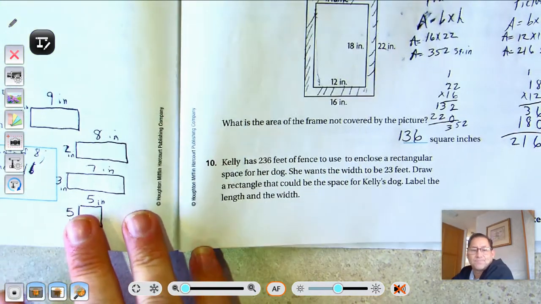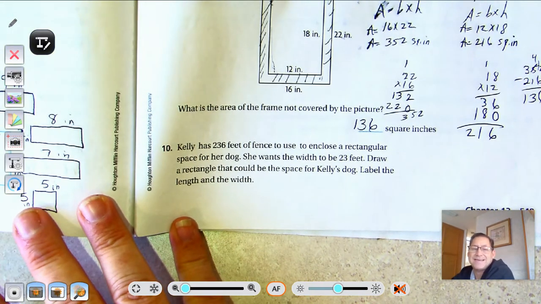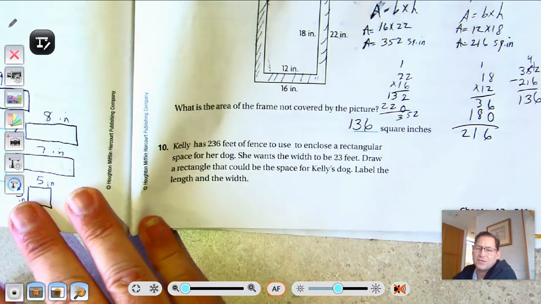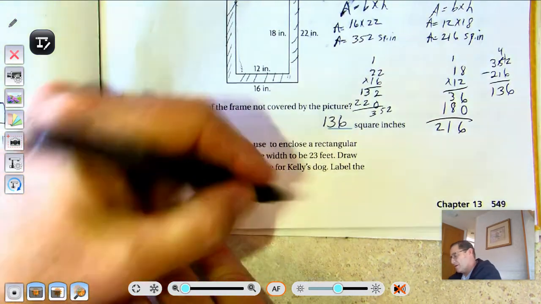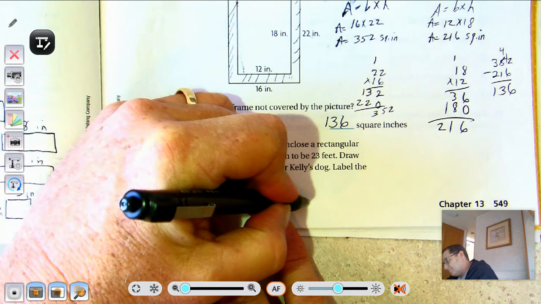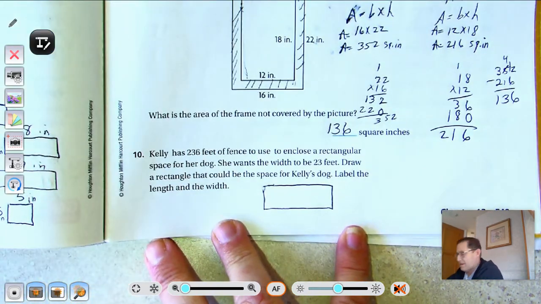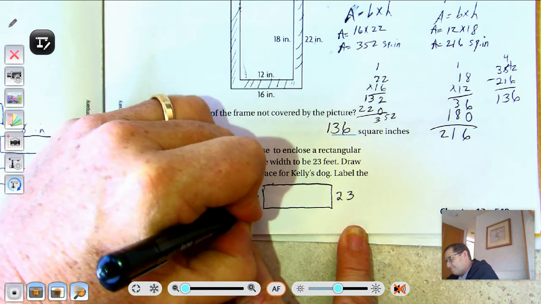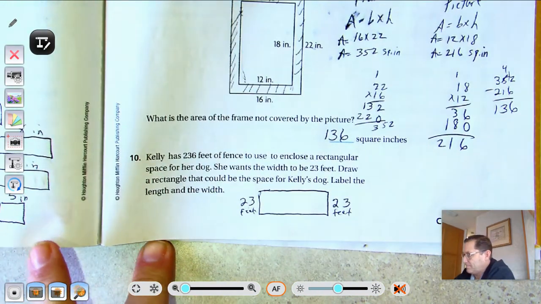All right, number 10. Kelly has 236 feet of fence to use to enclose a rectangular space for her dog. She wants the width to be 23 feet. Draw a rectangle that could be the space for Kelly's dog. Label the length and width. Okay, so let's just draw a rectangle. And we can call that 23 feet. But now how are we going to figure out the length?